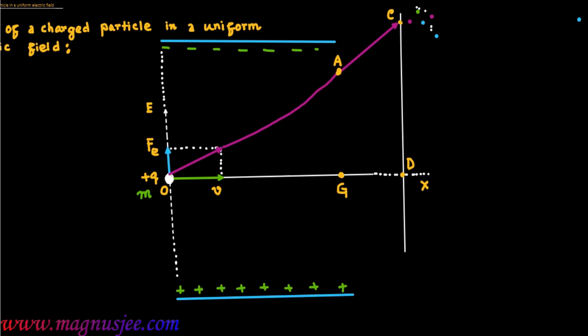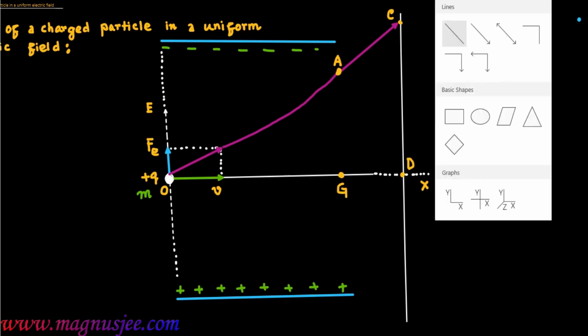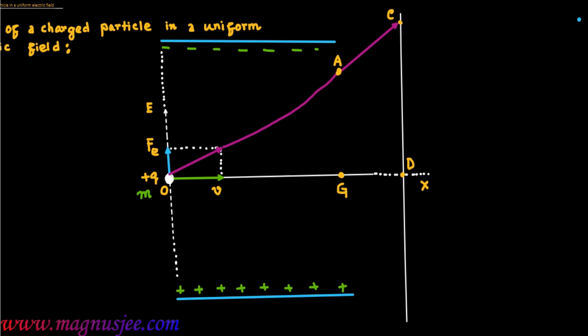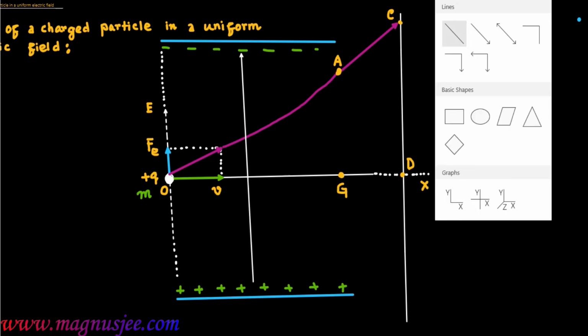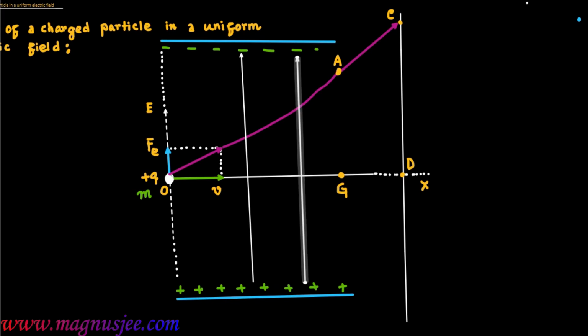In this direction, electric field will act on this positively charged particle, and we can extend the screen. We can denote the direction of electric field at other points between the two plates. This is the direction of electric field, another direction of electric field. So in this way, uniform electric field acts between positive plate and negative plate.